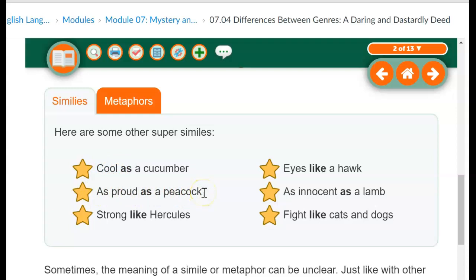As proud as a peacock. What do we know about peacocks? Yeah, Angel, I see you flaring your arms out. They have those big feathers that they show. They want to show off to everybody how pretty they are. Strong like Hercules. I know Disney made a Hercules cartoon. There used to be a show about Hercules. Hercules is very, very, very strong.